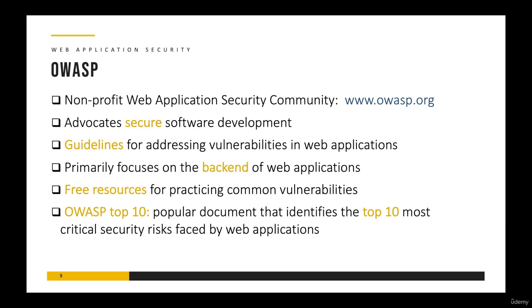This is basically a document that identifies the top 10 most critical security risks faced by web applications. Now please keep in mind that this list is a dynamic list. It keeps on changing. So they do a lot of research, they collect a lot of statistics which includes the damage impact of different vulnerabilities, and then they classify the top 10 vulnerabilities which are most important these days. And it is important to keep in mind these vulnerabilities when you're designing your web applications or securing them.